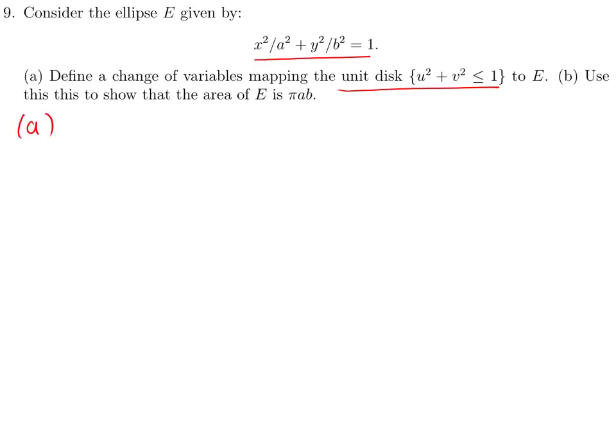First, let's draw the ellipse. So what does it look like? Well, these A and B are the lengths of the axes. And so it's a set that looks like this. This is A, this is B, and this is the set E.